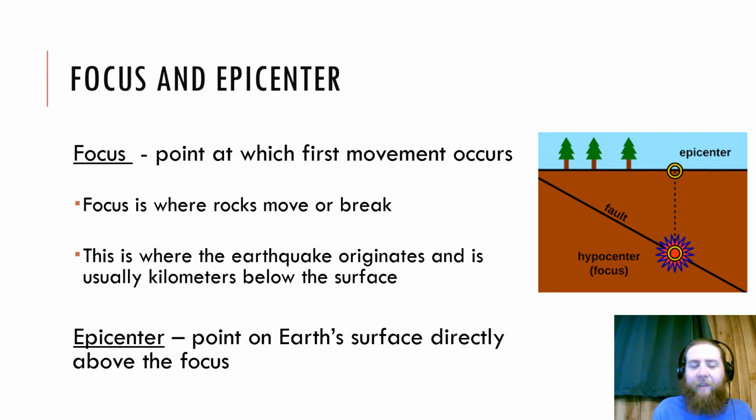Each earthquake has a focus, and each earthquake has an epicenter. They're a little bit different. The focus is the point at which movement first occurs. This is where the rock actually moves or breaks, and is where the earthquake originates, usually very far beneath the surface. The epicenter is what you reach if you move straight up from that focus. It's the first part where you actually reach the surface of Earth. So the focus and the epicenter are just different spots at the same area.